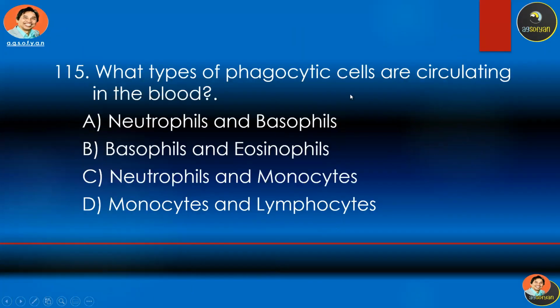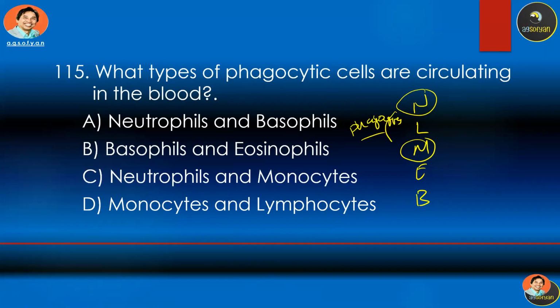What types of phagocytic cells are circulating in the blood? A, B, C, or D. So already mentioned when we talked about the 5 types of white blood cell, never let monkey eat banana. Okay, so 2 of them, neutrophil and monocyte, are phagocytes, the ones that eat other cells or bacteria. So neutrophils and monocytes.